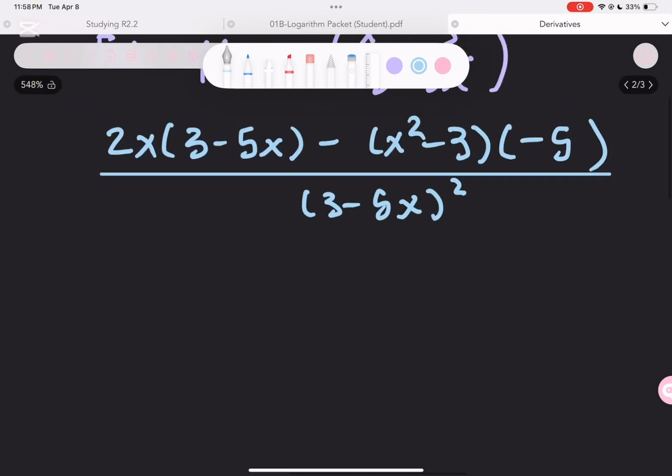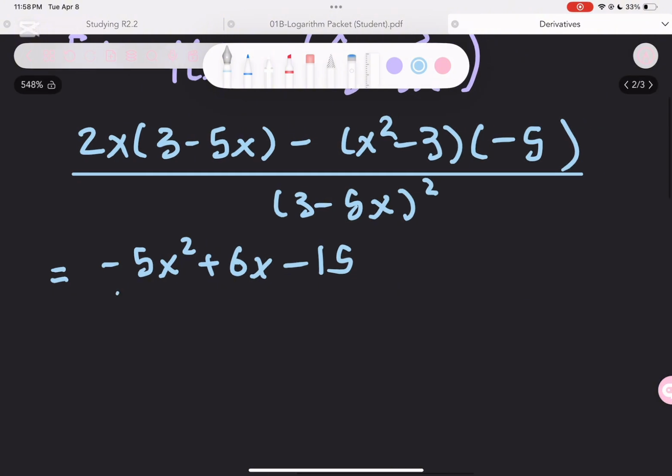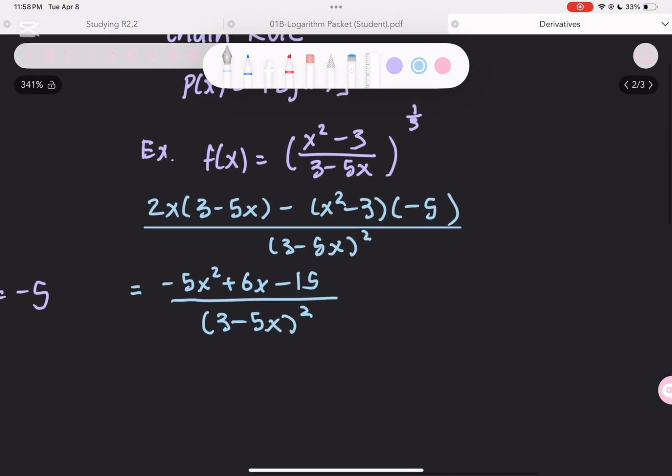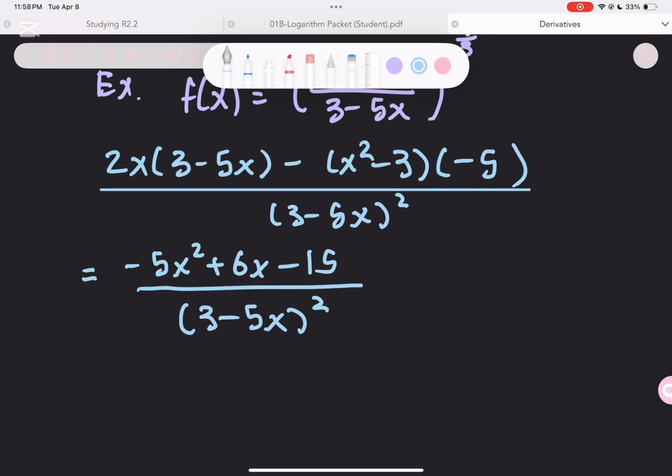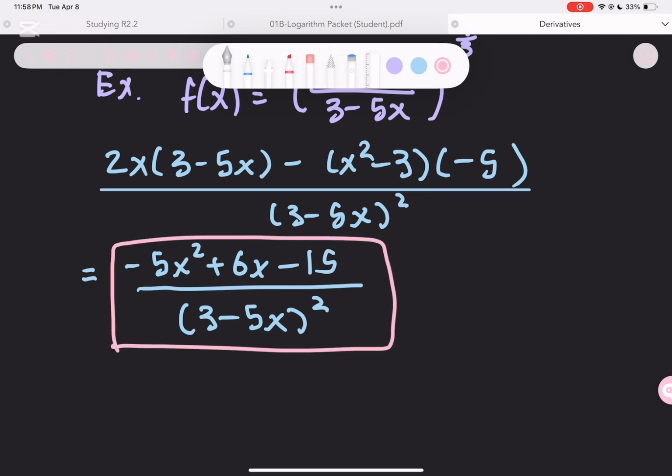Essentially this is going to turn into this big thing, negative 5x squared plus 6x minus 15. You can pause this and do this if you want, but I'm not going to waste my time. It's going to end up looking something like this. So this is one of your first steps. This is going to be the derivative of your inside function.